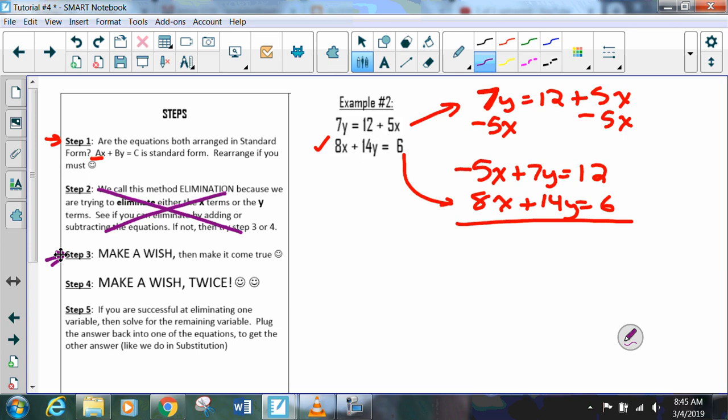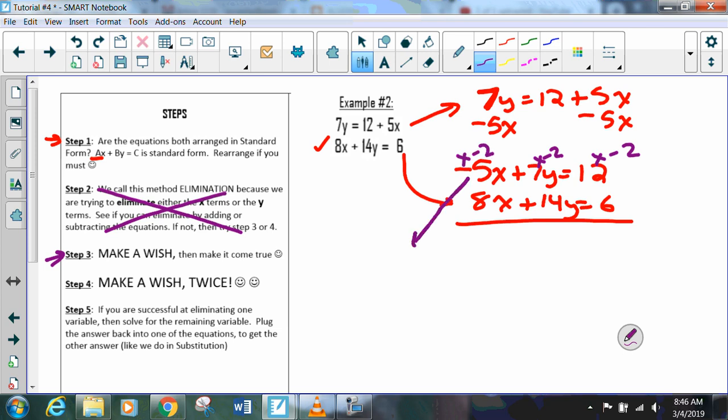But when I look at the y terms, see how it would be so nice. Oh, I just wish that 7y were a negative 14y. If 7y were a negative 14y, then I could go ahead and have my y's cancel out. How am I going to make a 7y be a negative 14y? That's right, I'm going to multiply it by negative 2. So if I multiply that by negative 2, I'm multiplying everything by negative 2.